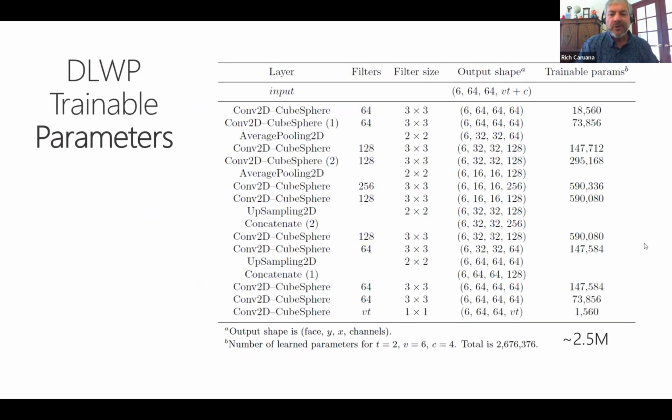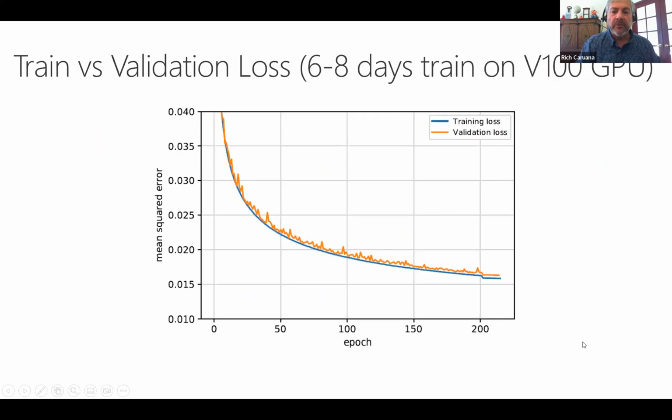Now, these are the number of trainable parameters. It's only 2.5 million trainable parameters. This is very small by deep learning standards. But for us, this is a fairly big model, given that we don't have as much data, as I said, as you might have thought we would have for weather forecasting. So this turns out to be a pretty big model for us. And it takes us about a week to train this model on a powerful GPU. This is a single GPU. This is not parallelized across multiple GPUs.